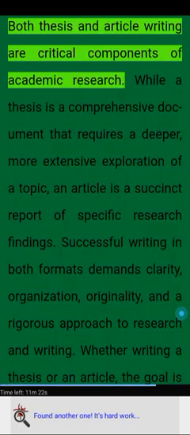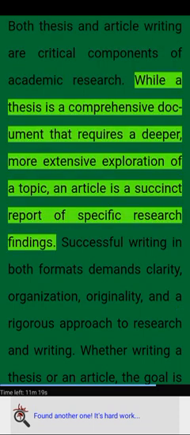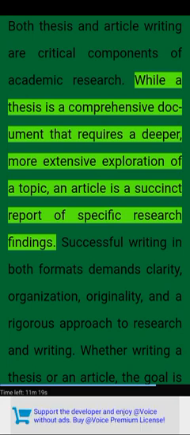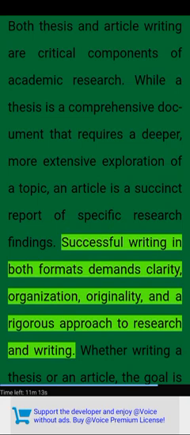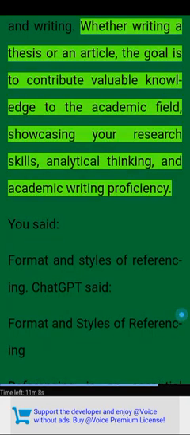Conclusion. Both thesis and article writing are critical components of academic research. While a thesis is a comprehensive document that requires a deeper, more extensive exploration of a topic, an article is a succinct report of specific research findings. Successful writing in both formats demands clarity, organization, originality, and a rigorous approach to research and writing. Whether writing a thesis or an article, the goal is to contribute valuable knowledge to the academic field, showcasing your research skills, analytical thinking, and academic writing proficiency.